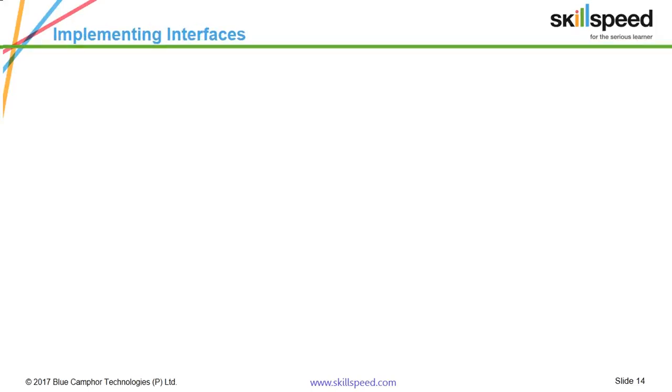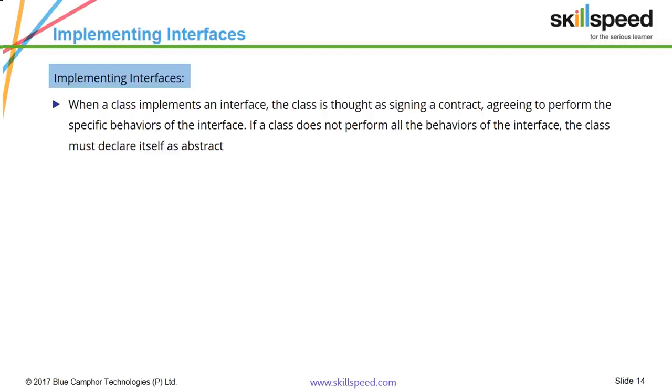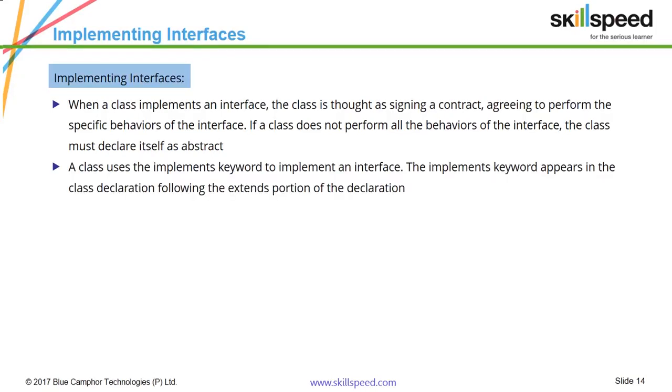Let us now go through the concept of implementing an interface, which is the usage of an interface. When a class implements an interface, it is thought of as signing a contract agreeing to perform the specific behaviors of the interface. If a class does not perform all the behaviors of the interface, the class must declare itself as an abstract class. A class uses the implements keyword to implement an interface.